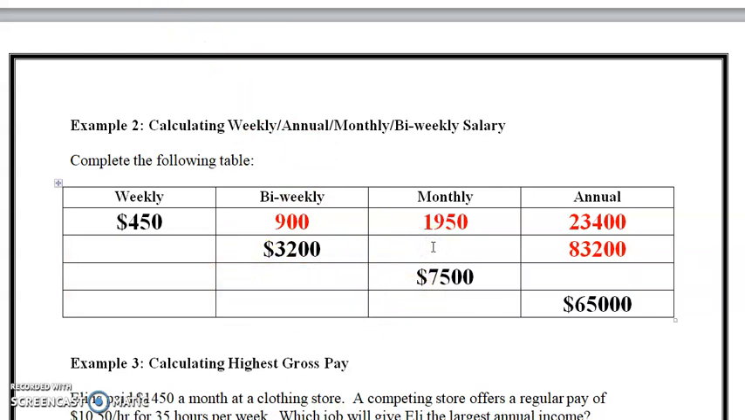To get the monthly, I'll take that and divide it by 12. So that would be 6,933.33. And to get the weekly, I take 83,200 and divide that by 52 weeks, and we get exactly 1,600.